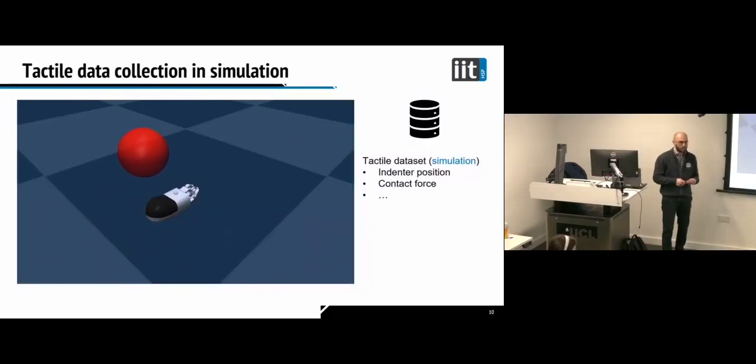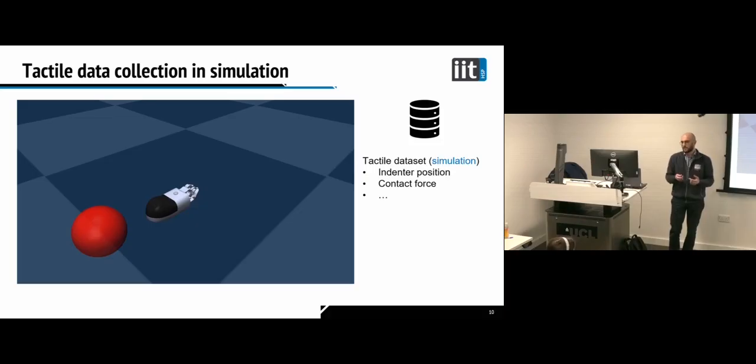So this is an example of simulated tactile data collection. The first step is to recreate the real tactile data collection in simulation. And from here we can extract a simulated data set. We know the indenter position, the contact force, and many other things, but not the taxels. Generally, MuJoCo offers many things, but simulating the magnetic taxels is a bit difficult.